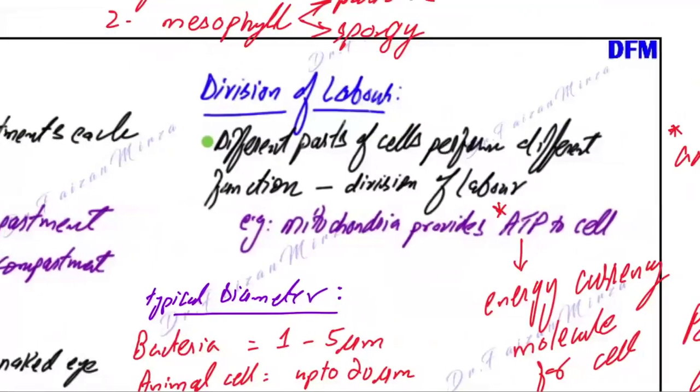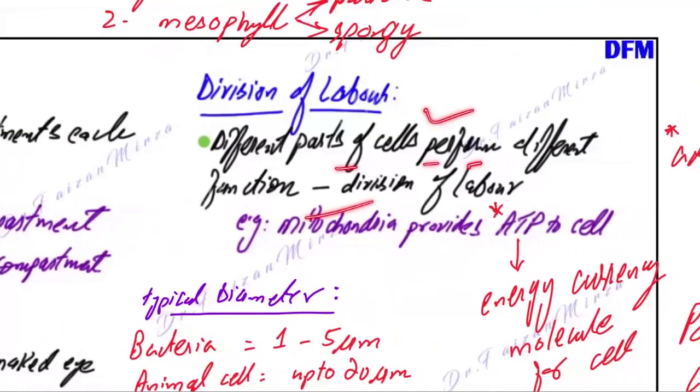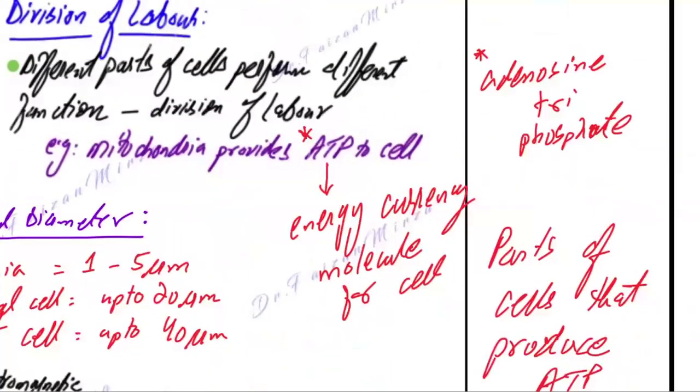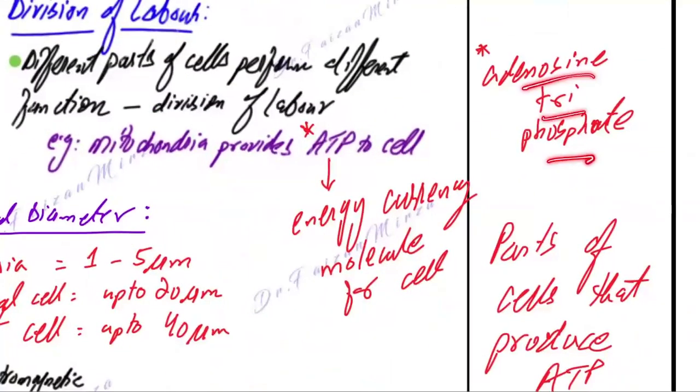We see division of labor, which means the workload in the cells is divided. For example, mitochondria has the workload of providing the cell with ATP. ATP is the energy currency molecule of the cell, and it stands for adenosine triphosphate.